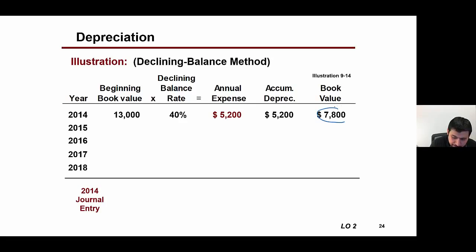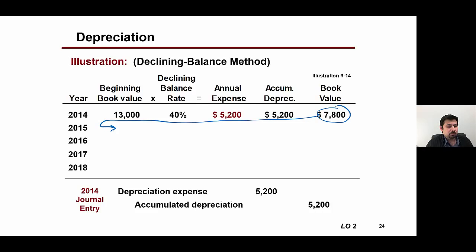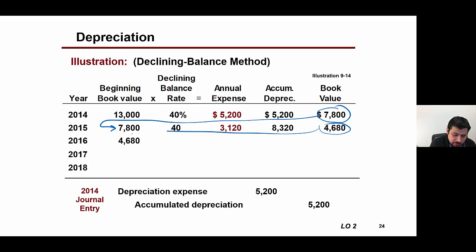Now this amount here becomes the new beginning book value. So we have again 7,800 multiplied by 40%. It will give us the annual expense for the second year, accumulated depreciation, and we calculate the new book value. Once again, the amount here becomes the new book value, and we continue doing that until the end.